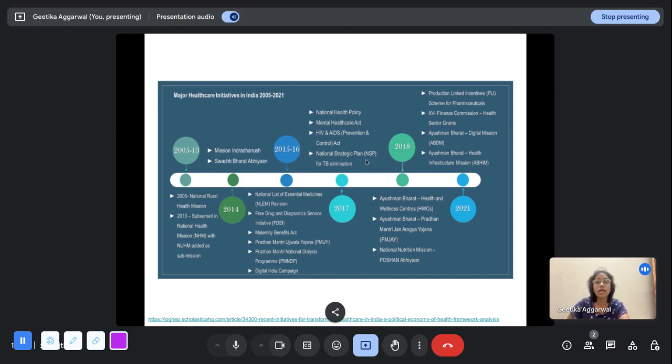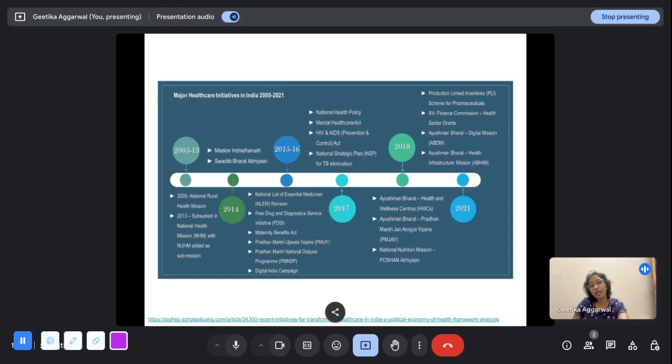In 2017, there was a National Strategic Plan for TB elimination, the HIV and AIDS Act, the Mental Health Care Act, where mental health came into the picture, and then the National Health Policy. In 2018, there were different policies like Ayushman Bharat, Health and Wellness Centers, Pradhan Mantri Jan Arogya Yojana, and Poshan Abhiyan for fighting malnutrition. In 2021, there were things like the health infrastructure mission, improving the infrastructure of the healthcare centers, the digital mission, digitization of health and health cards, and giving policies and schemes for pharmaceuticals.